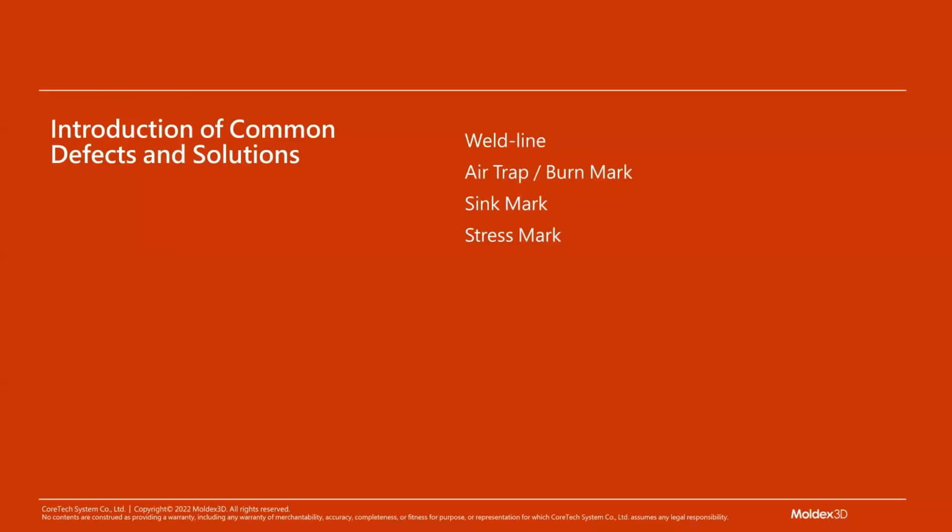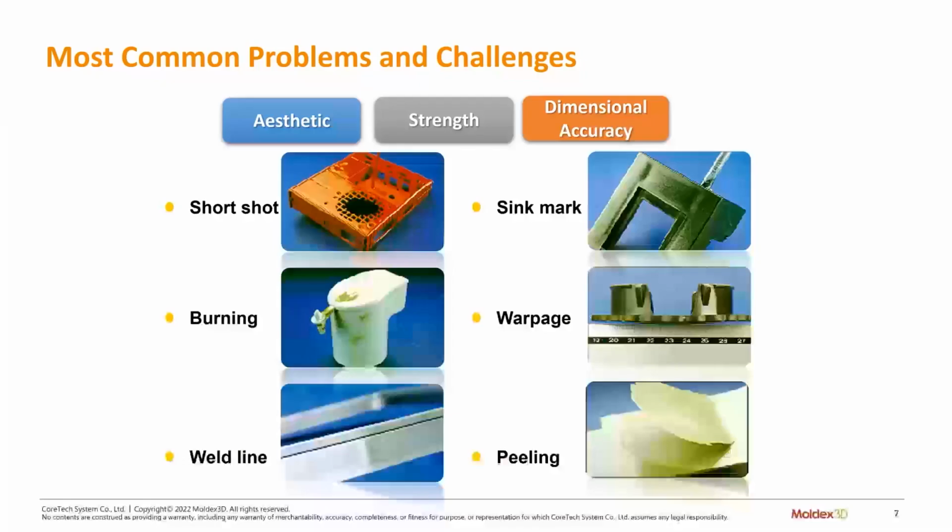So the first page is introduction of common defects and solutions. The first one would be weld line. Here are the several defects we're facing in the injection molding industry, such as short shot, burning, weld line, sink mark, warpage, and peeling, which involve aesthetics, strength, and dimensional accuracy. But because of limitation of time, we only focus on aesthetic defects.